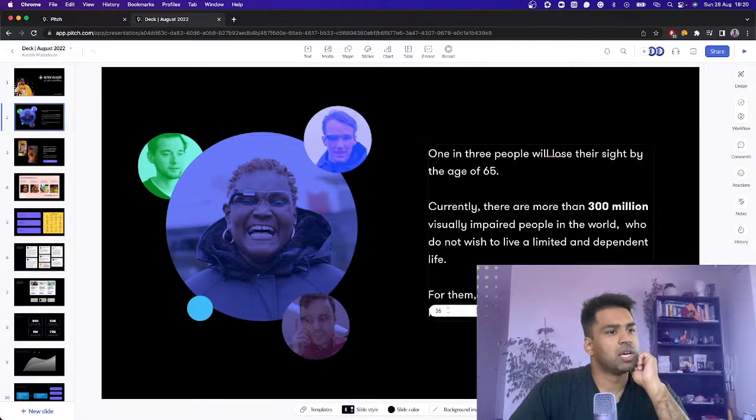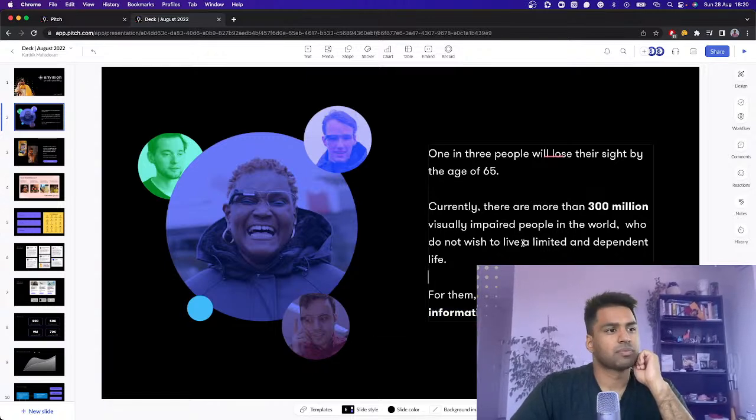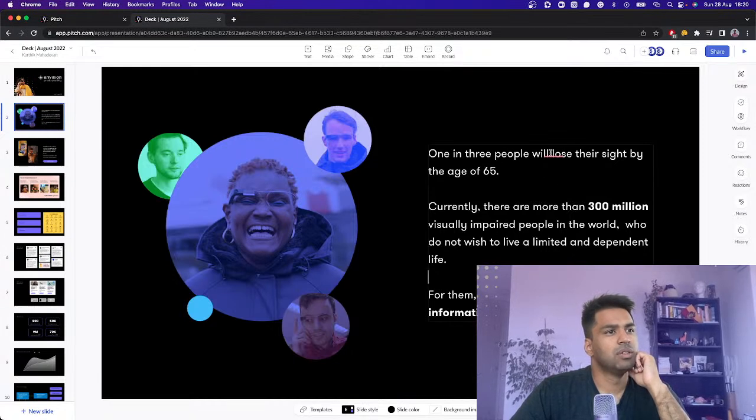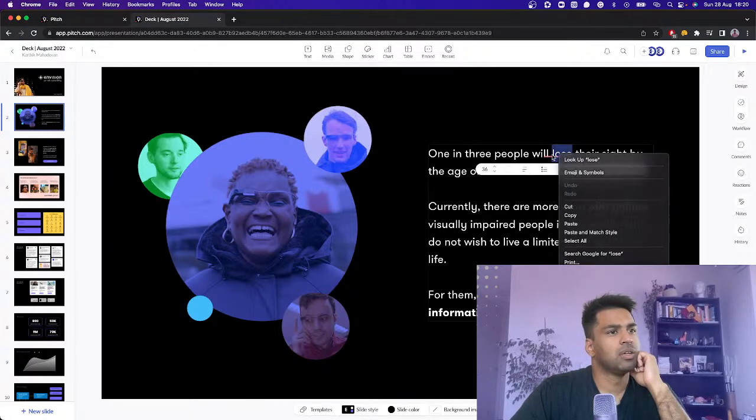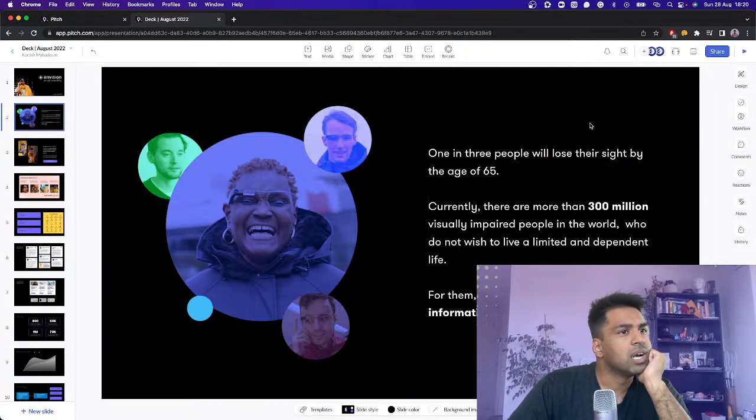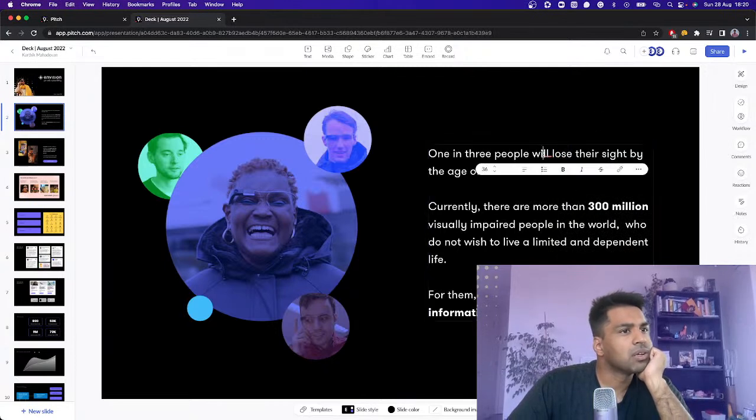So usually I try to highlight a few things. Is there a red line here that I'm seeing? Why do I see this red line?